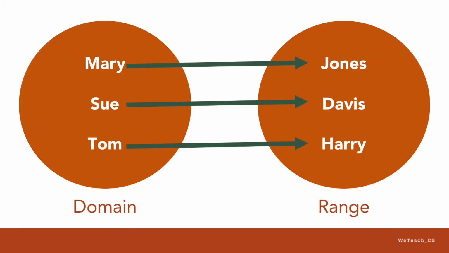The function relation shown here shows a one-to-one mapping from the domain set, first names, to the range set, last names. Each first name is mapped to one and only one last name. This is a very important differentiation between functions and relations.